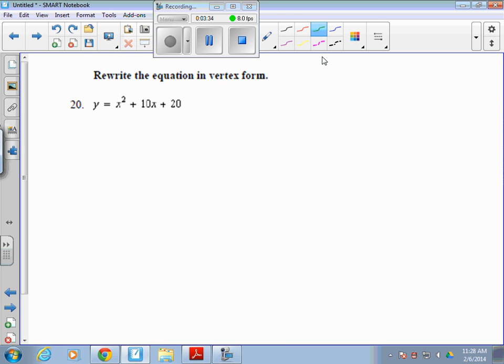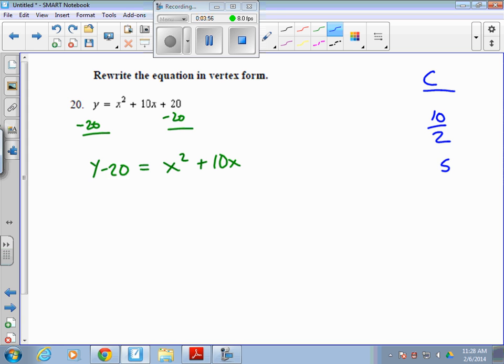Number 20 says rewrite it in vertex form. Again, you have to complete the square just like we did on the last problem. So subtract 20 because c doesn't work. So what we have is y minus 20 equals x squared plus 10x plus c is what we need to find. So c again is b divided by 2. So 10 divided by 2, which is 5 squared. So plus 25. You have to add it to the other side as well.